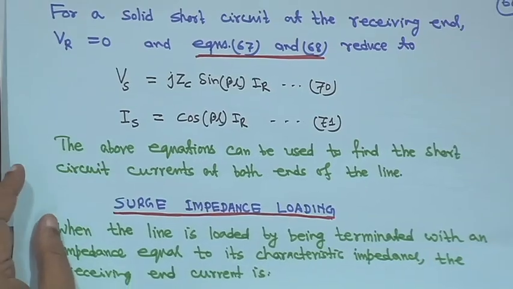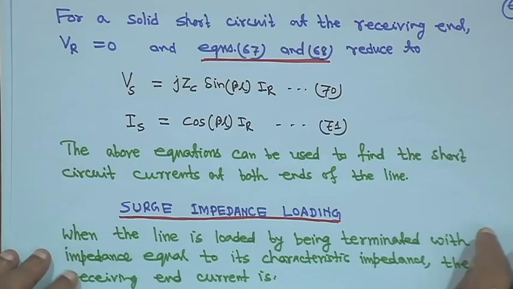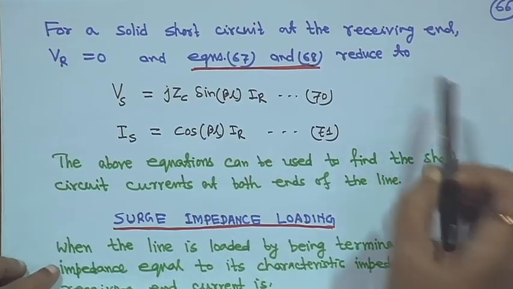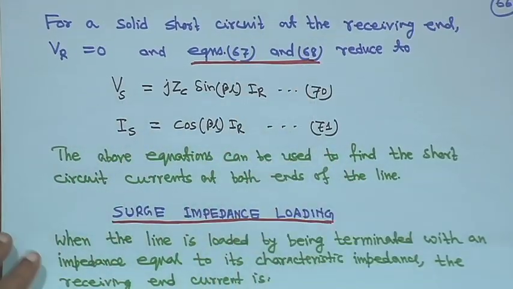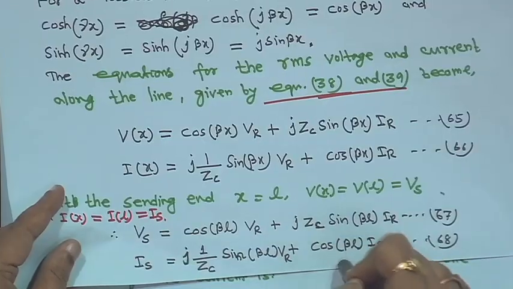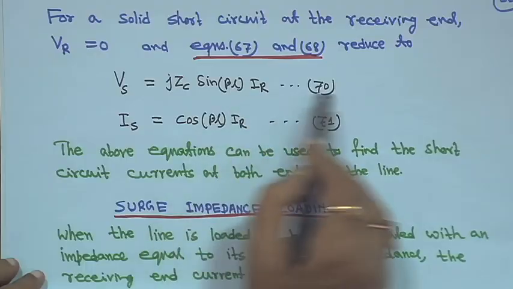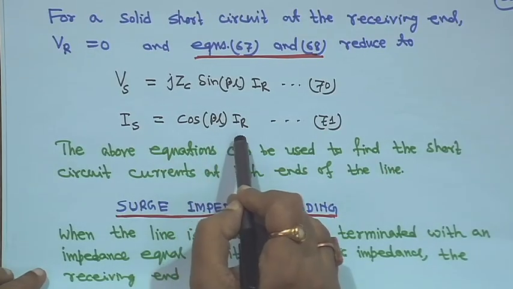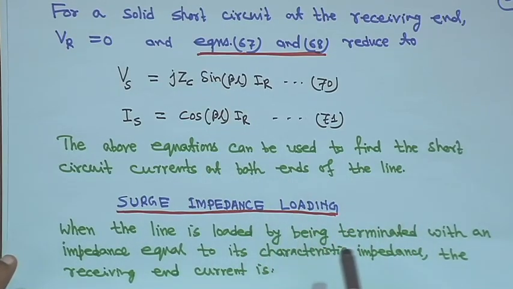Next, for a solid short circuit at the receiving end, solid means there is no fault impedance, fault will come much later. So, for a solid short circuit at the receiving end, V_R is equal to 0, and in equations 67 and 68, you put that condition V_R is equal to 0. If you do so, then you will get sending end voltage V_S is equal to j Z_C sin(βL) I_R, this is equation 70, and I_S is equal to cos(βL) I_R, this is equation 71. The above equations can be used to find the short circuit current at both ends of the line.